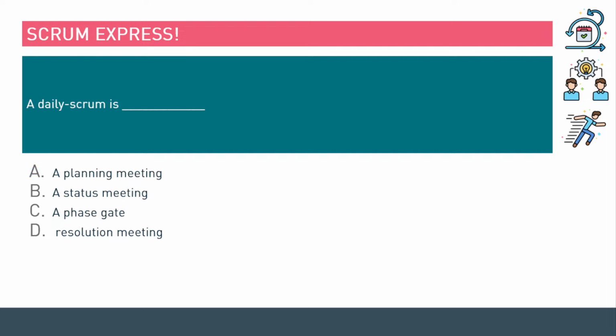Moving on. A daily scrum is what? The best answer? It is a planning meeting. Definitely not a phase gate, not for resolution, and it's not a status meeting.